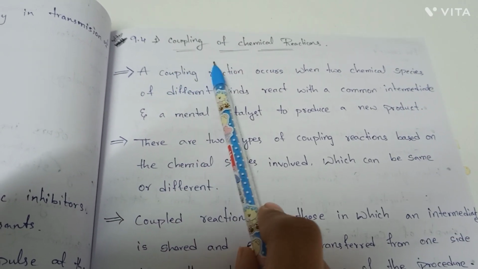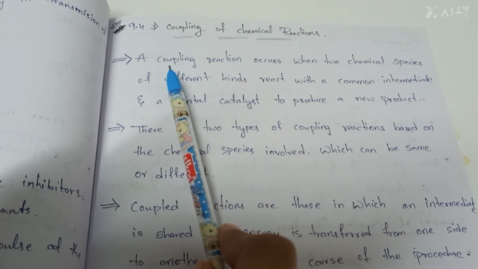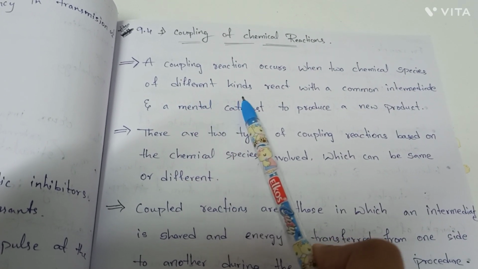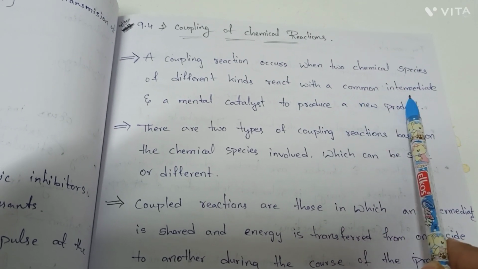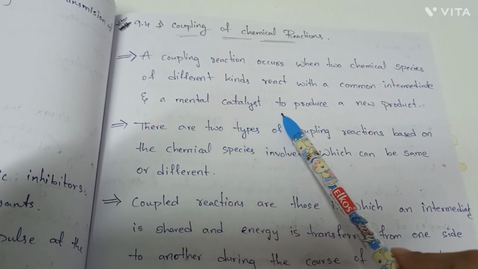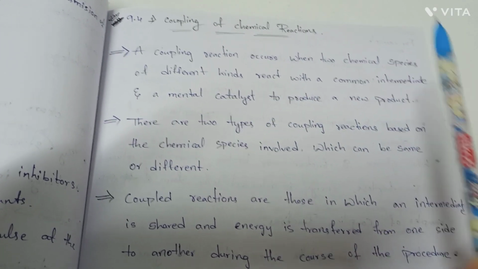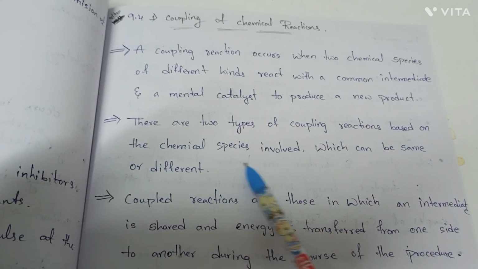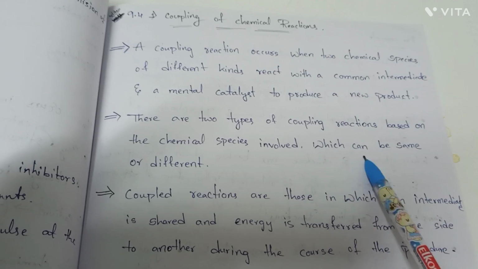First topic is coupling of chemical reactions. A coupling reaction occurs when two chemical species of different kinds react with a common intermediate and a metal catalyst to produce a new product. There are two types of coupling reactions based on chemical species involved, which can be same or different.